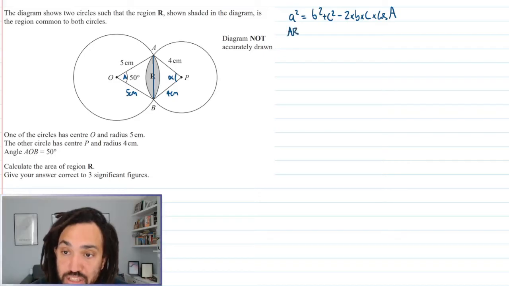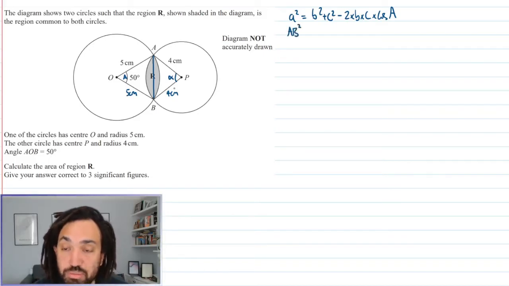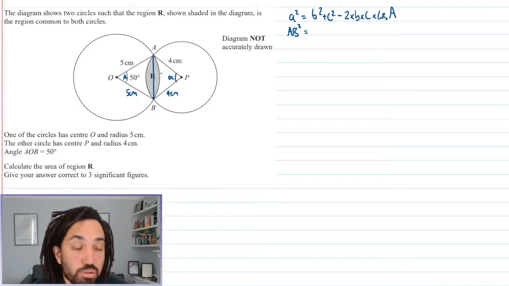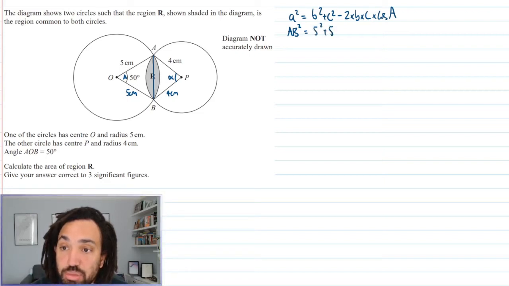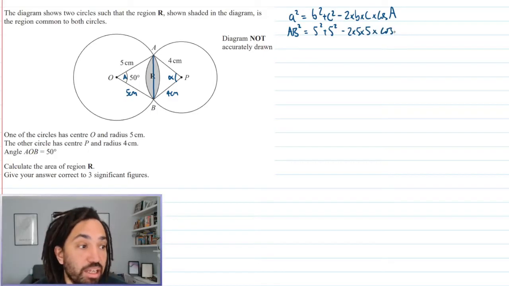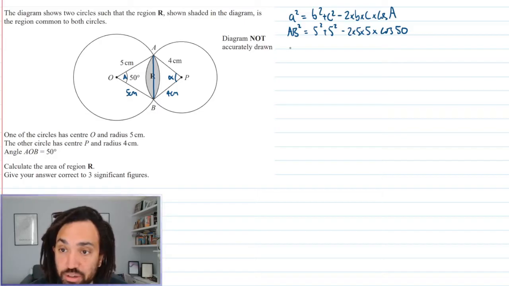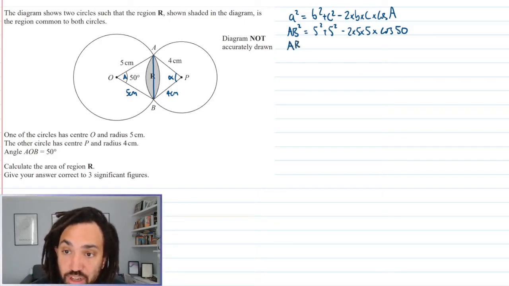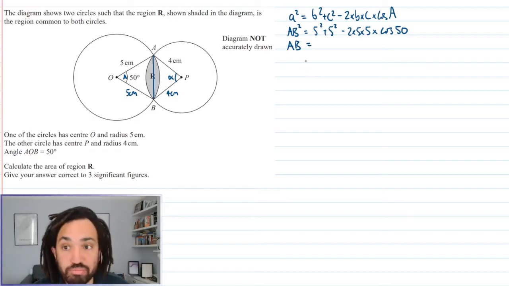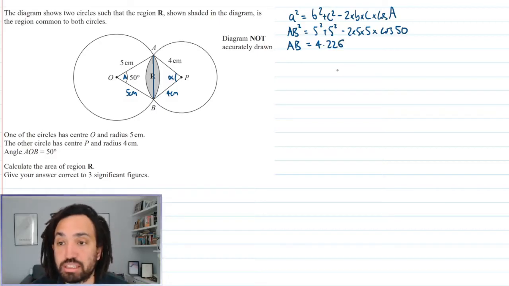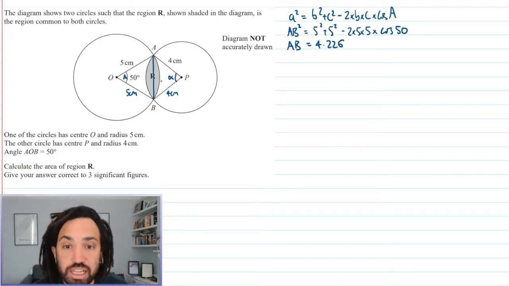So I can write AB squared, because that is the name of the chord, goes from capital A to capital B, is equal to, well, little b and little c, those are the two other sides of the triangle, which are both 5. So 5 squared plus 5 squared minus 2 times 5 times 5, and then times cosine of capital A, which is 50 degrees. Okay, great. So that's going to give us a value, and then I can square root that to find whatever AB is. And that gives me a value of 4.226 when I put it into my calculator. Okay, fantastic. So that's good.